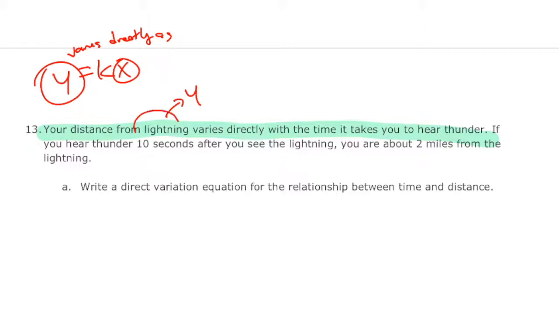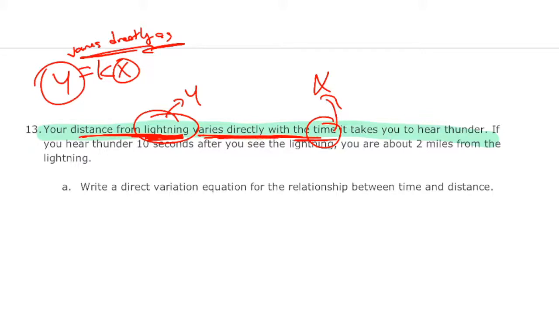So let's call lightning y because it says lightning varies directly with the time, same thing. And let's call this x. How? Because it's saying lightning varies directly with the time. So we're going to call that x. Okay? So whatever the distance from lightning is our y, because that's what's varying directly with the next thing. And the next thing that we're varying directly with is x. So we'll call that x, which is the time it takes you to hear thunder.